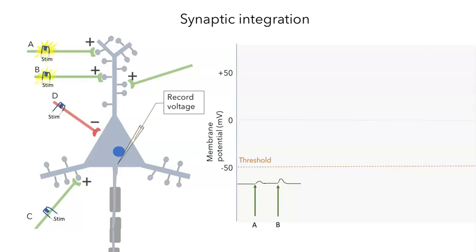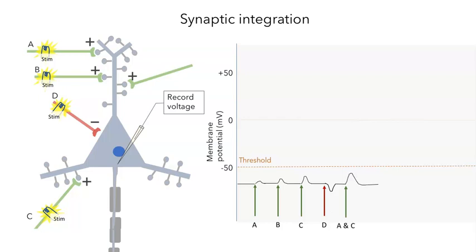If we stimulate B, because it's a little bit closer, we might see that at the recording voltage as a slightly larger depolarization. And if we stimulated C, we might get the biggest response here, but still subthreshold. If we stimulate input D, which is inhibitory, the cell would be hyperpolarized. Well, activation of any one of these inputs isn't enough to lead to an action potential.